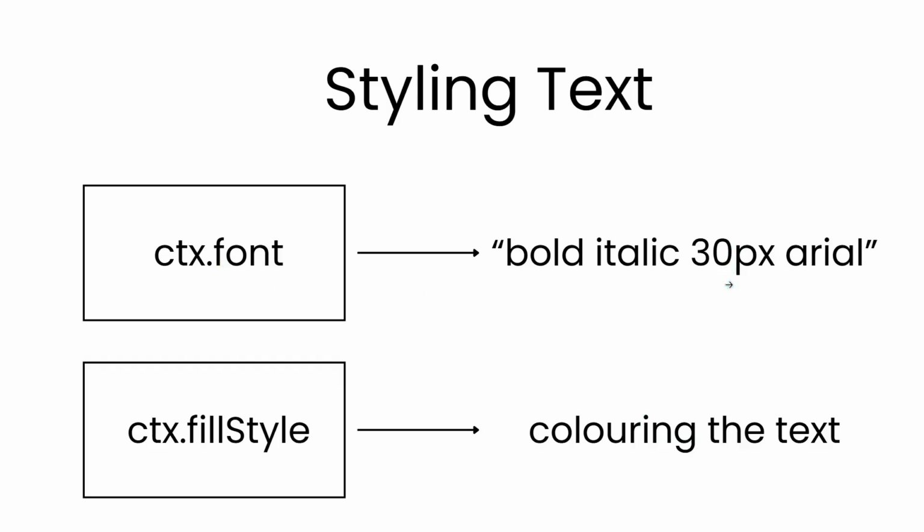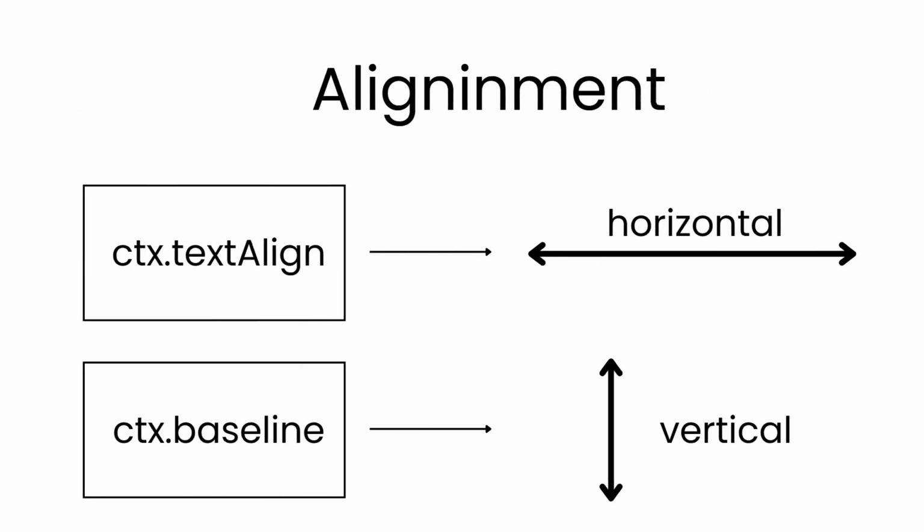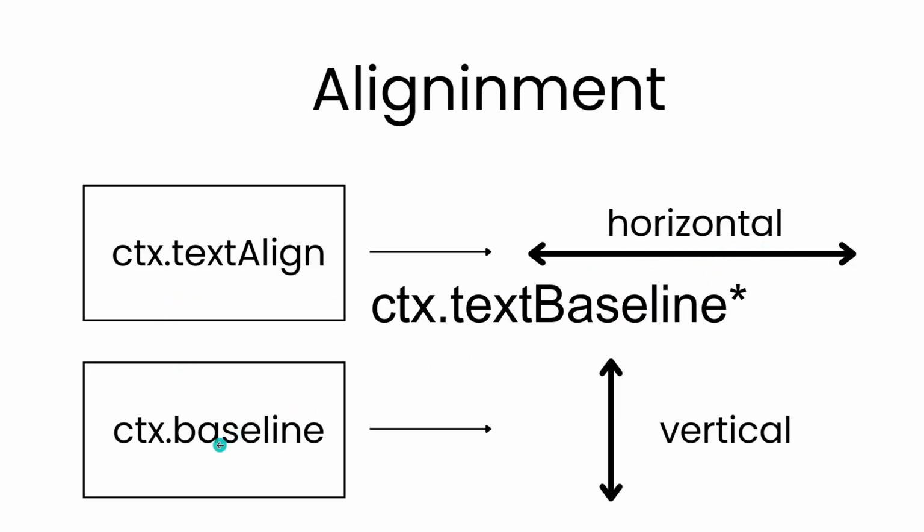As you can see, it controls our variant, our font weight, which is bold, our font size, 30 pixels, and our font family as well. Next up, we have ctx.fillStyle, which is used for coloring the text that we draw onto our canvas. Next, for aligning the text onto our canvas properly, we have two main properties: ctx.textAlign, which is used for horizontal alignment, and ctx.textBaseline, which is used for vertical alignment.